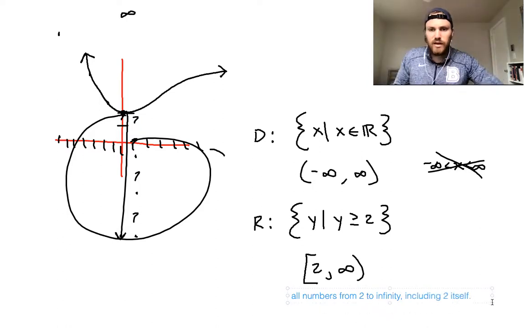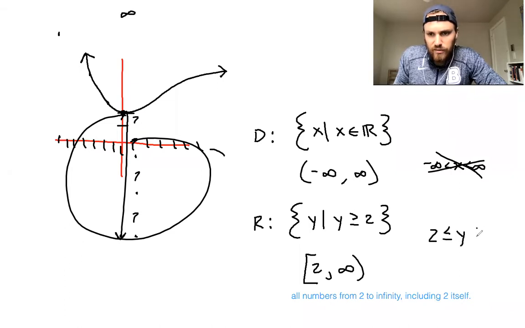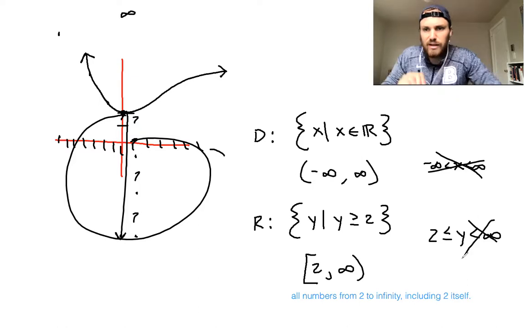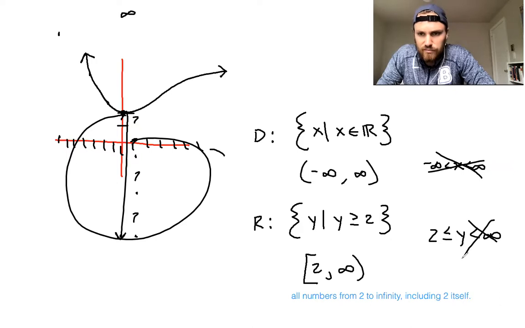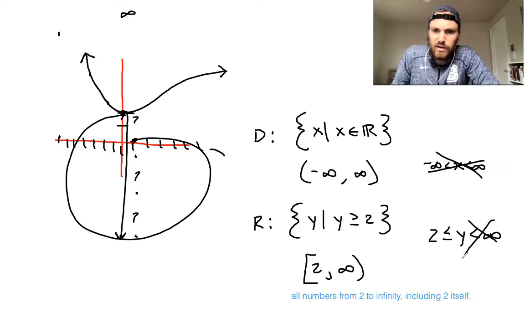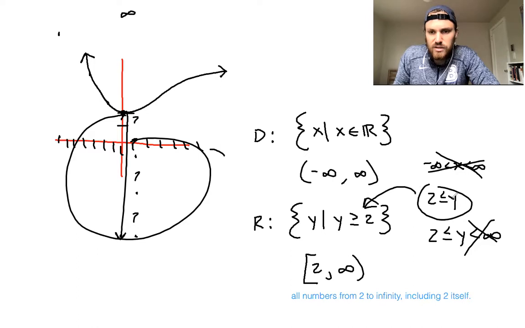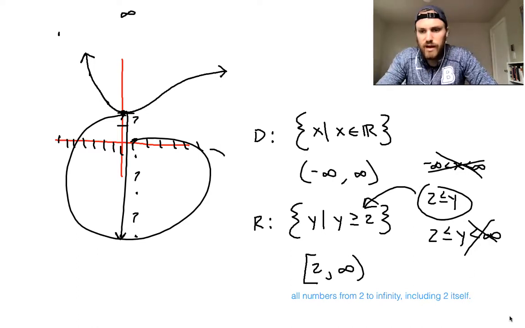Okay, now something I can't write is this. I cannot write 2 is less than or equal to y is less than infinity. Again, we do not write less than infinity because it's redundant. Everything is less than infinity. So you do not write less than infinity. You may write 2 is less than or equal to y. That's fine. You can just write that instead of y is greater than or equal to 2, but y is greater than or equal to 2 is preferable.